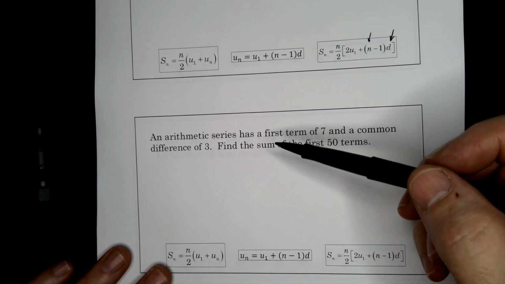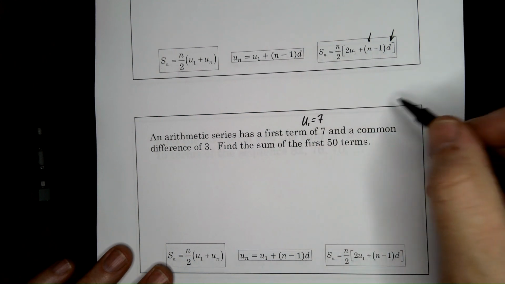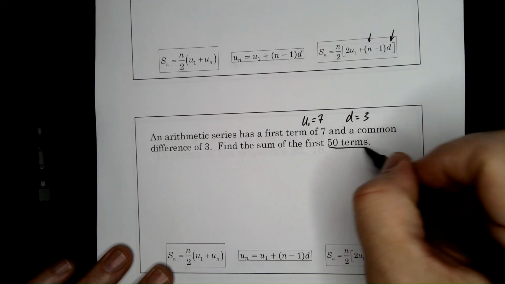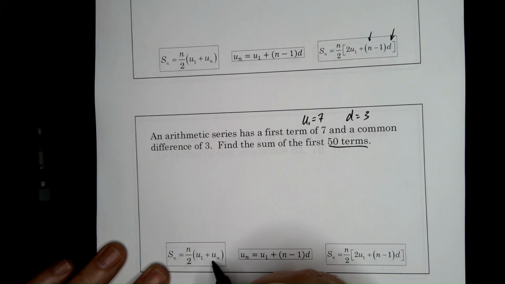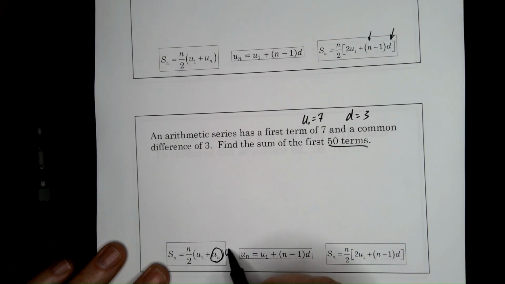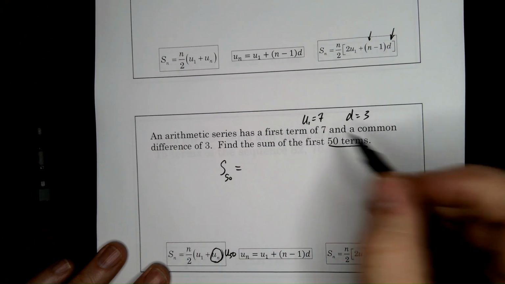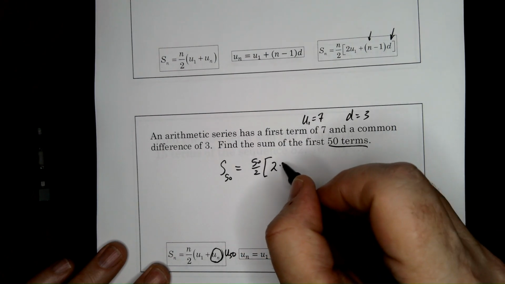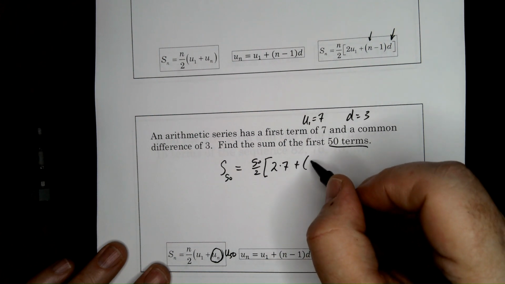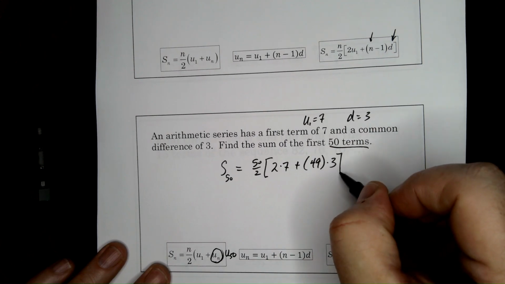We've got an arithmetic series. It's got a first term of 7, so I know u1 is 7, and a common difference of 3, and we've got to find the sum of the first 50 terms. So once again, this is going to be the easier formula to use because I don't know what the last term, which for this case would be u sub 50, I don't know what that equals. Here it doesn't give me that information. So I'm going to do S50, the sum of the first 50, so that's going to be 50 over 2. And then 2 times the first one, which is 7, plus n minus 1. n is 50, so minus 1 is going to be 49 times the common difference, 3.